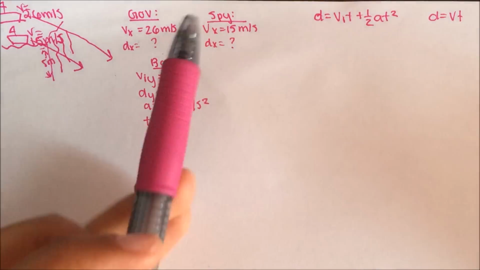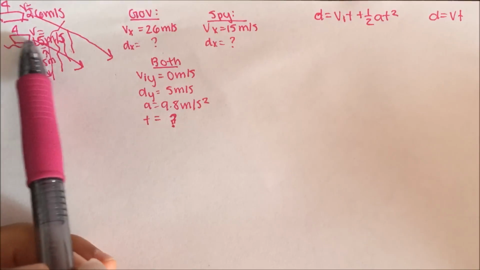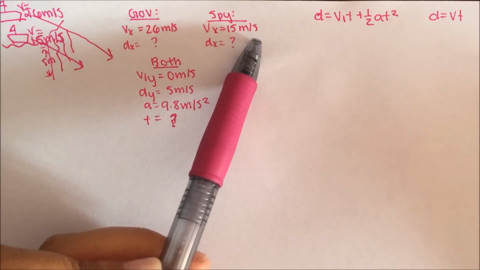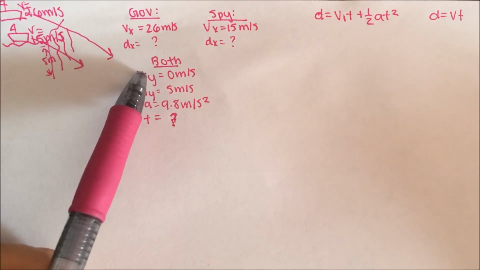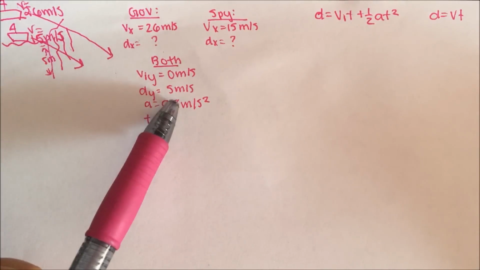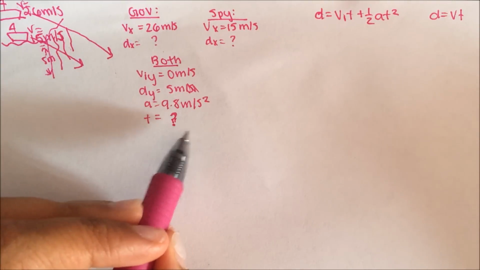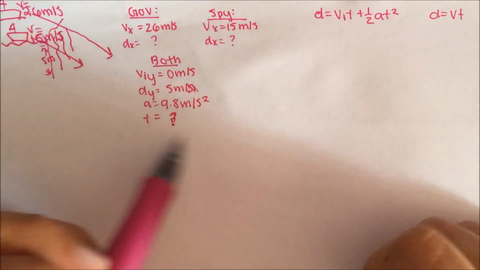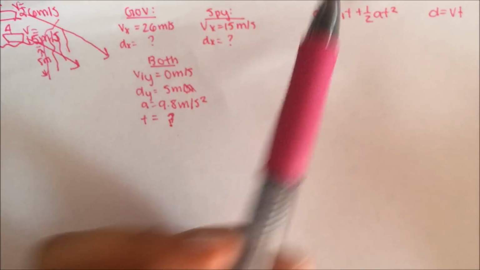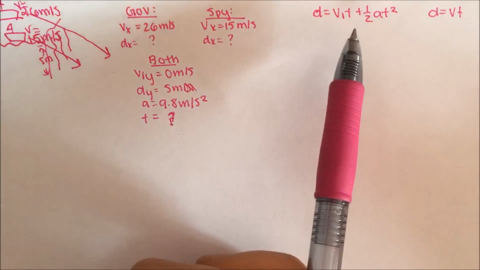So for this one, we have to consider both the horizontal x and the vertical y components for both boats. We know that initially they both only have the horizontal component, with the government boat going 26 meters per second and the spy boat going 15 meters per second. But neither of them has an initial vertical velocity. However, we do know that the distance they travel vertically is 5 meters and that the acceleration vertically is 9.8 meters per second squared. However, we don't know the time, but the time for the entire problem is going to be the same. So we know that horizontally, we don't have anything causing acceleration, so we're going to use the constant motion equation, and for vertically, we do have acceleration, so we're going to use this.